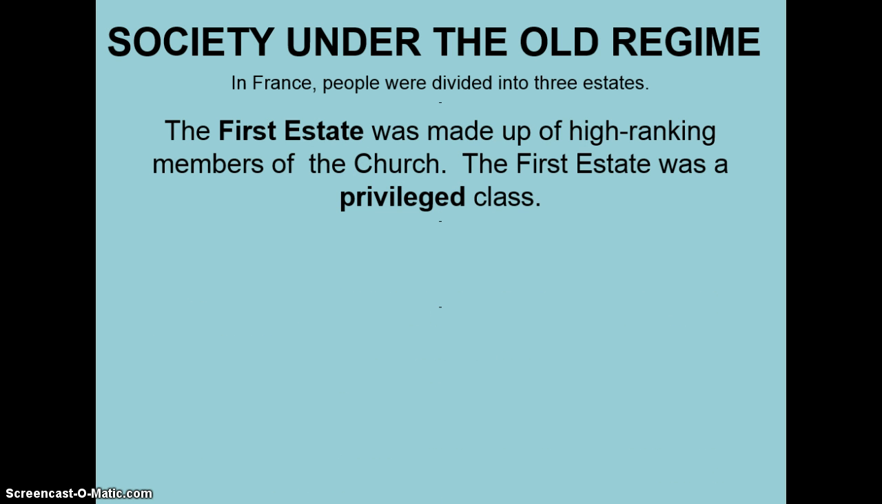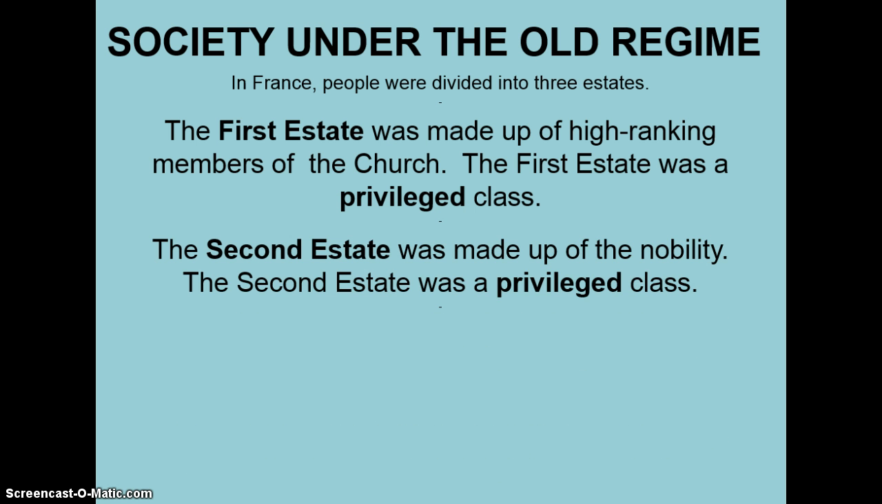The first estate was made up of the high-ranking elements of the Catholic Church, and it was known as the First Estate, and it was a privileged class. The high-ranking members of the church did not pay taxes and were treated quite well and represented quite specifically by the government of France at the time.